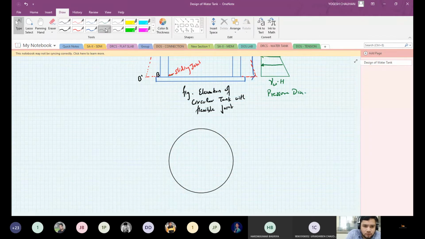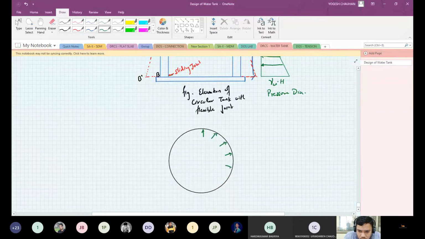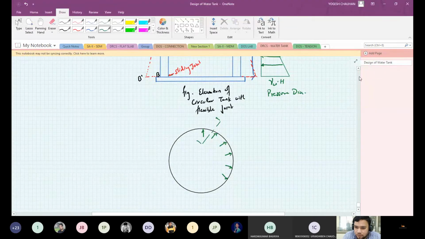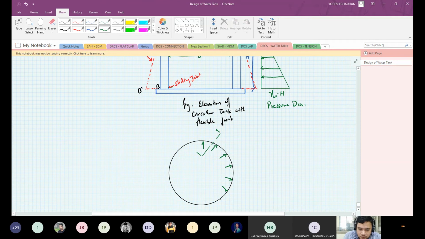And because of the water inside, it will be subjected to hoop tension. This is the pressure diagram, and if you take a section here, then this type of pressure distribution will be there. Means intensity will be zero at the top of the water level, and the intensity will be maximum at this level. So likewise, it will have pressure in all.